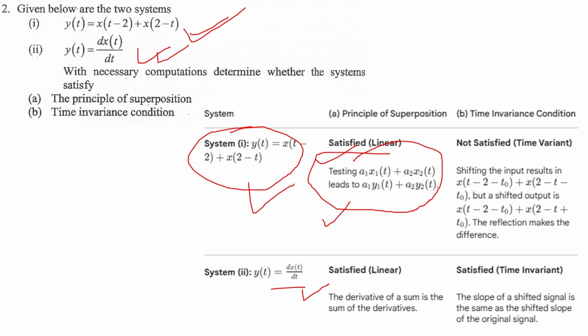For time invariance, now shift in time and check whether the two are equal or not. Here this will not satisfy time invariance, so it is not time invariant. And for the second one, even if you change the time, the slope will be fixed. There is no change in the slope, so that makes it time invariant.